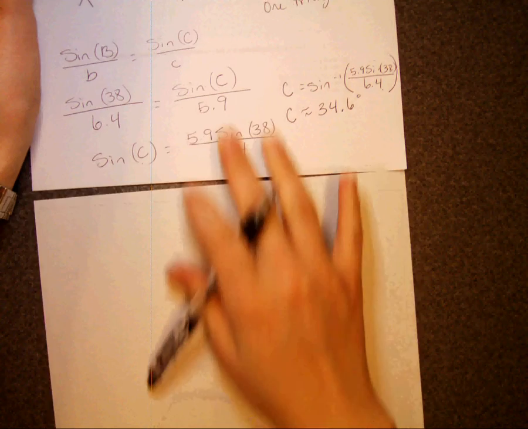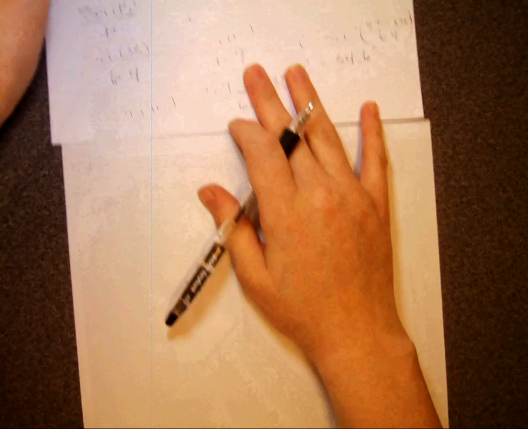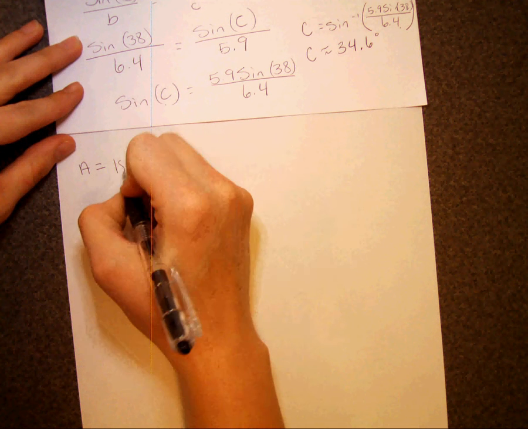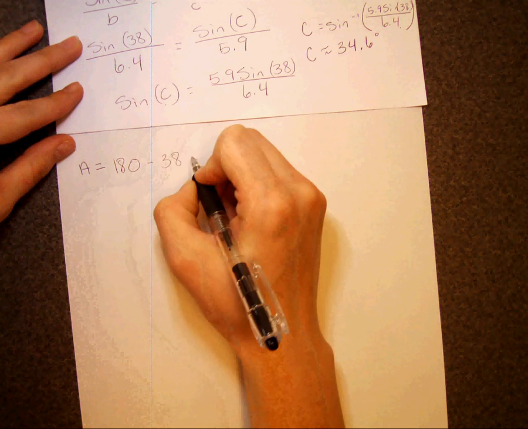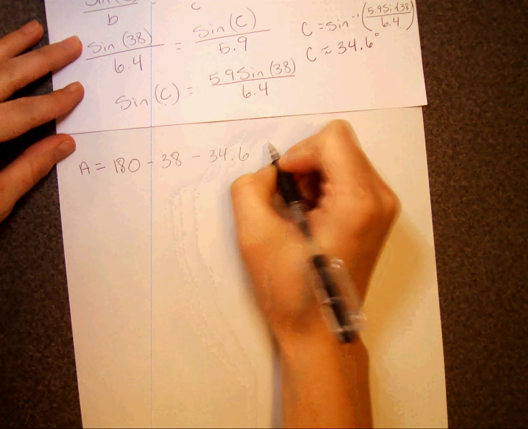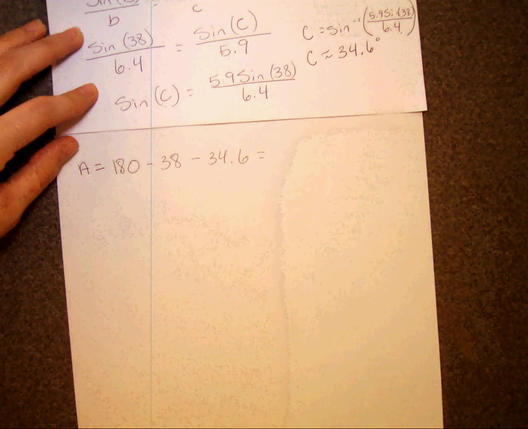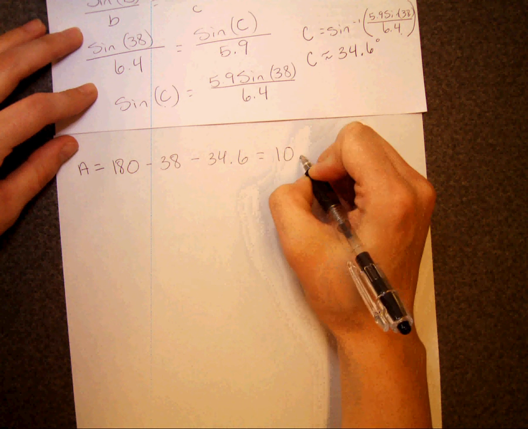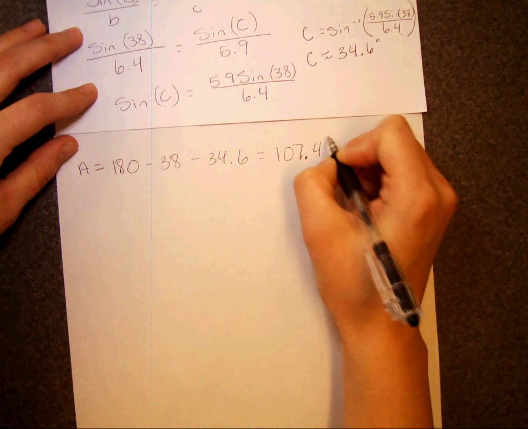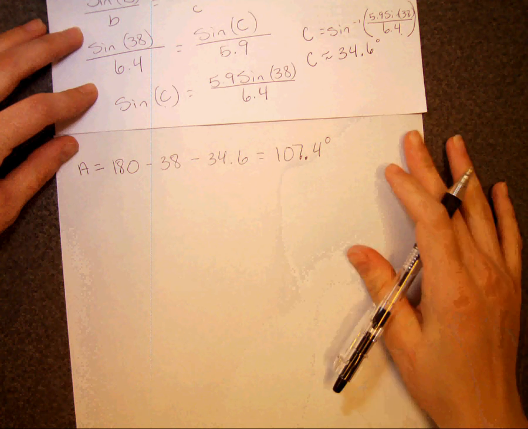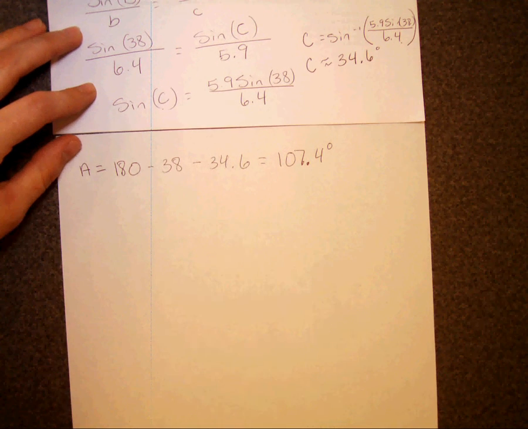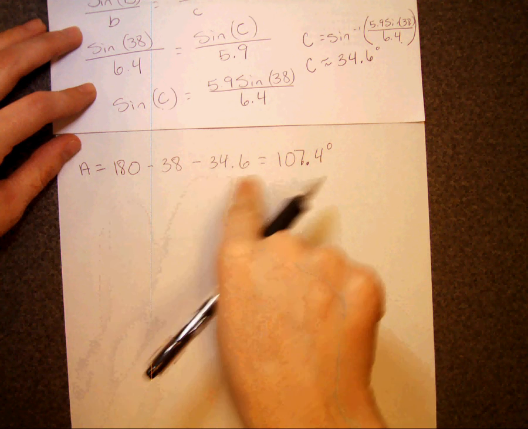Now that I have two angles, I can go ahead and find the third angle. So I know angle B and I know angle C. So that means that angle A is equal to 180 minus 38 minus 34.6, which is going to be 107.4. So 107.4 degrees. And now the only piece of information that I'm missing is side A.